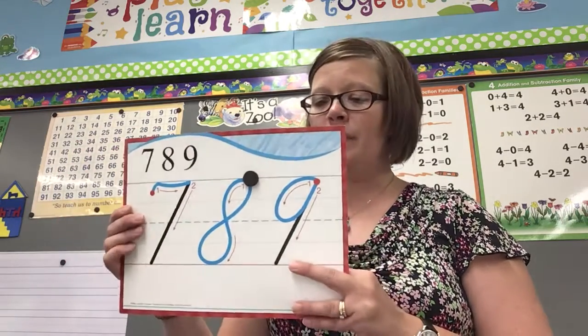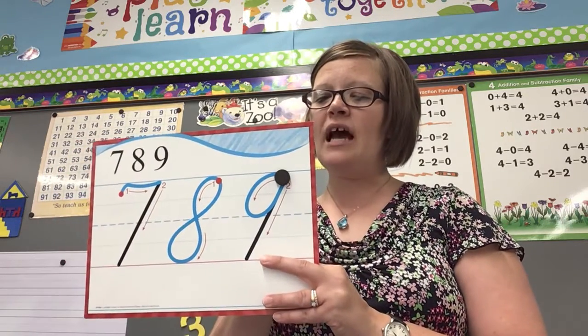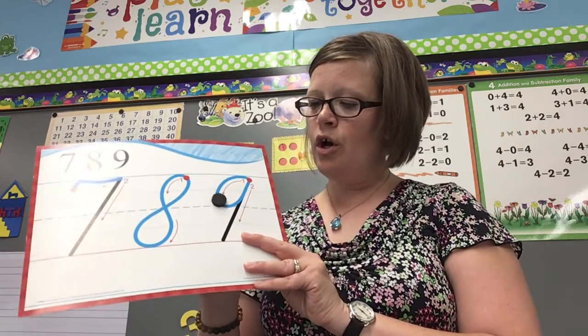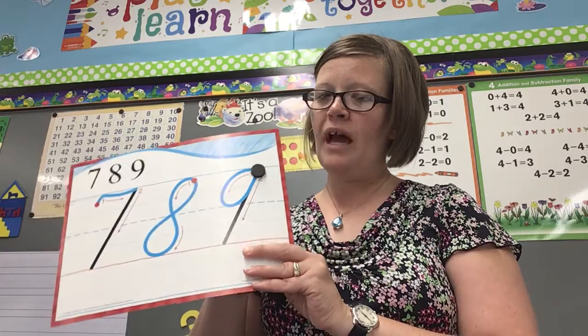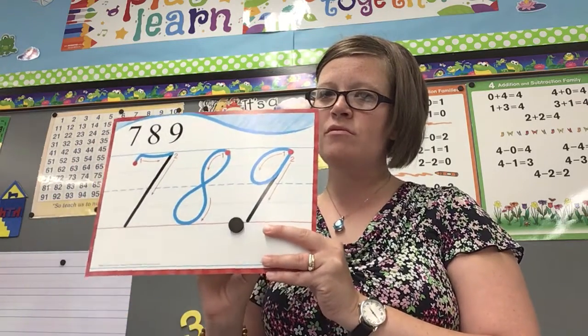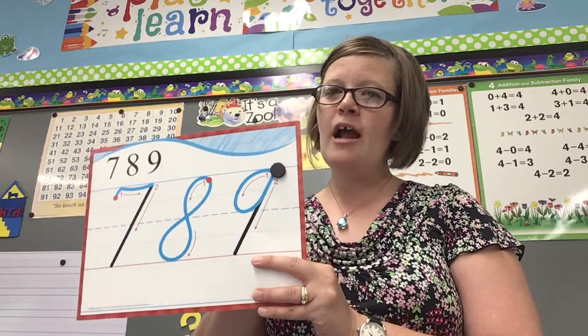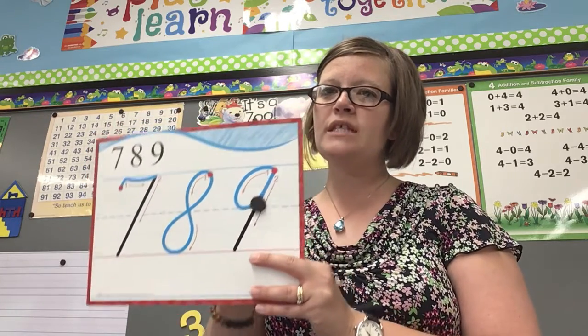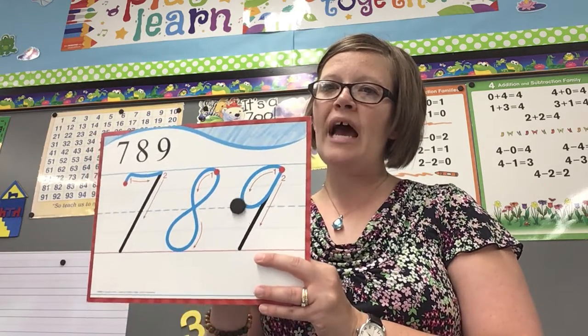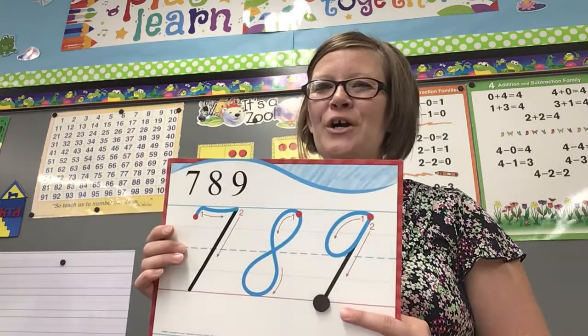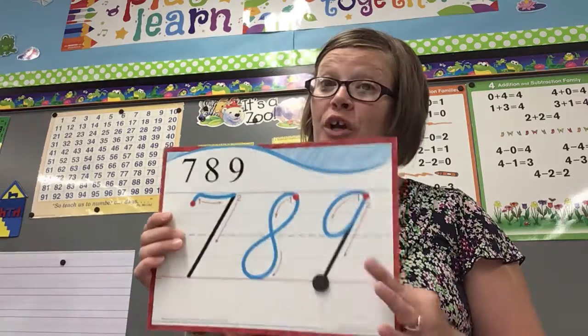Now today, number 9. Number 9 goes curve around and then straight down. Okay, again, curve around and then straight down. One more time. Curve around and then straight down. I am number 9.